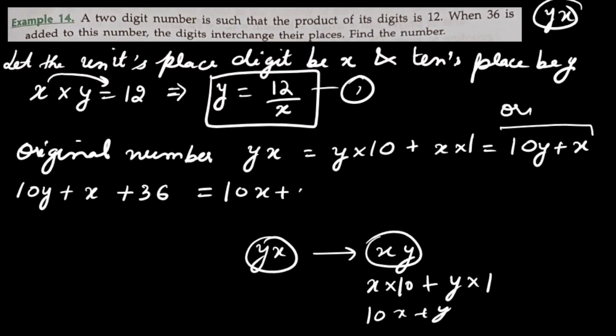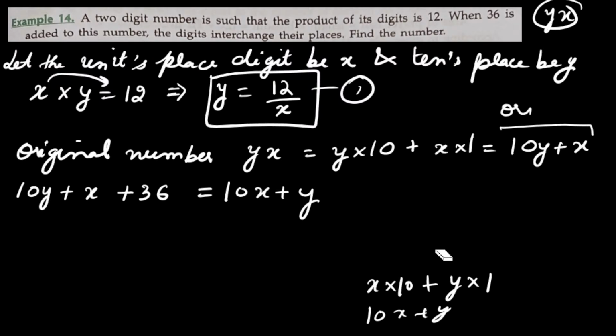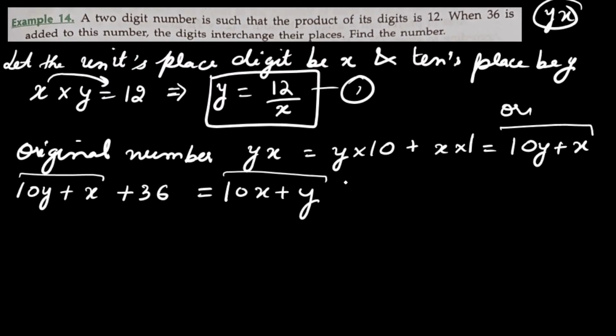10x plus y. Here we cannot write the number in xy form because it will look like a product, which we don't have to do. I hope till here this is understood. So when we added 36 to the original number, the digits interchange their places. That means after reversal of digits, this is the number 10x plus y. Now we can just simplify this.